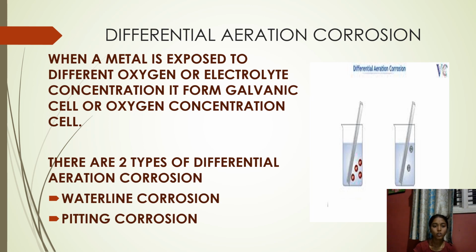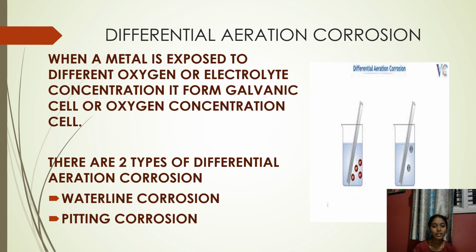Firstly, let us know about waterline corrosion. Let us consider an iron rod dipped in electrolyte or water. The part of the iron rod in contact with less oxygen concentration acts as anode and undergoes corrosion. The other part of the metal above the water line, which is in contact with higher oxygen concentration, acts as cathode and it is protected or unaffected. For example, a ship sailing on water and a steel water tank.